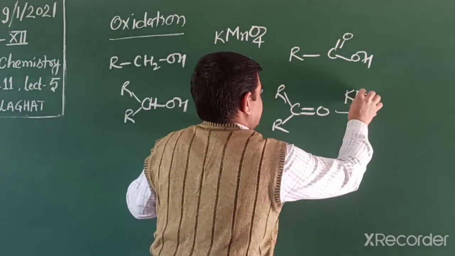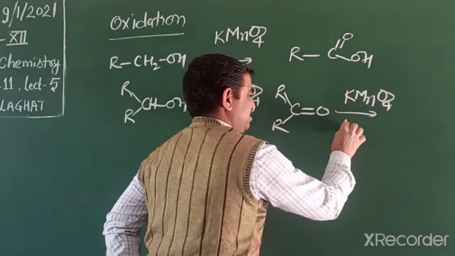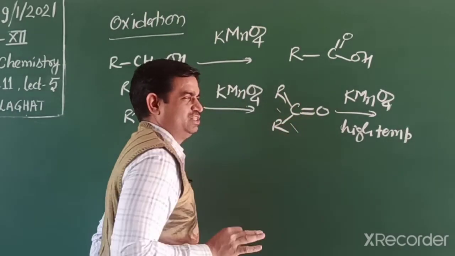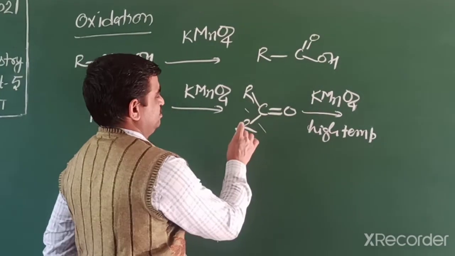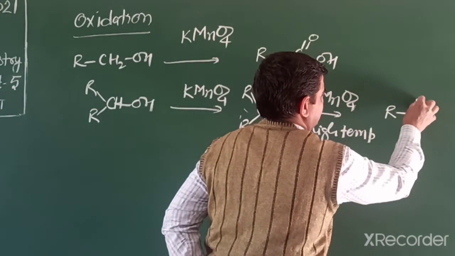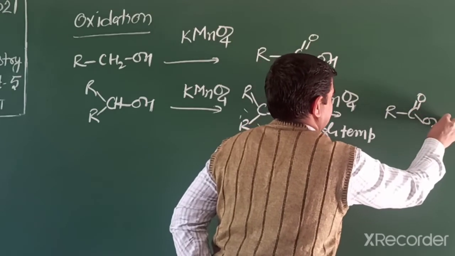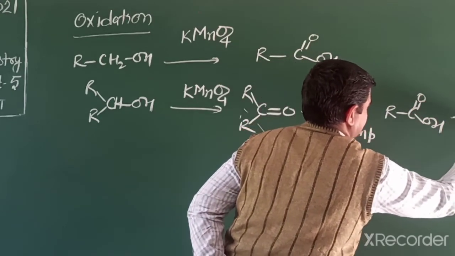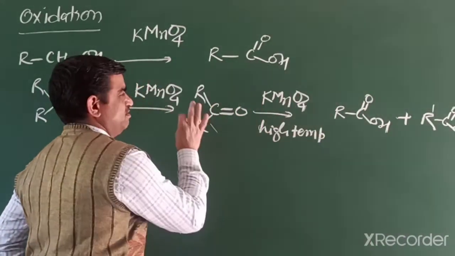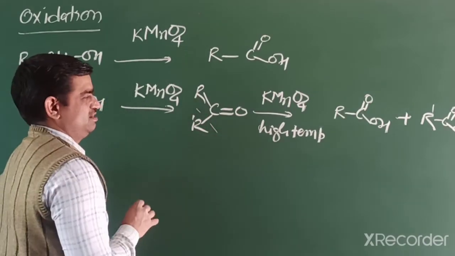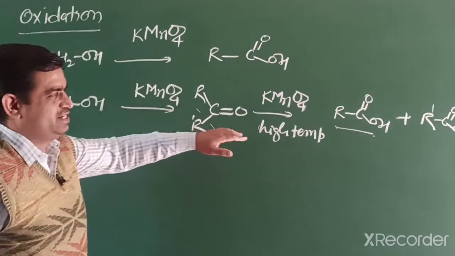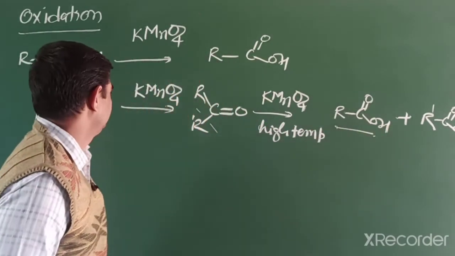With further potassium permanganate and slightly high temperature, what happens? Different bonds dissociate. We get a mixture of carboxylic acids. If this R is different, we get a mixture of carboxylic acids with a lesser number of carbon atoms. If R and R dash, we get a lesser number of carbon atoms. If 5 carbon, then you get 4 carbon, 3 carbon, 2 carbon.